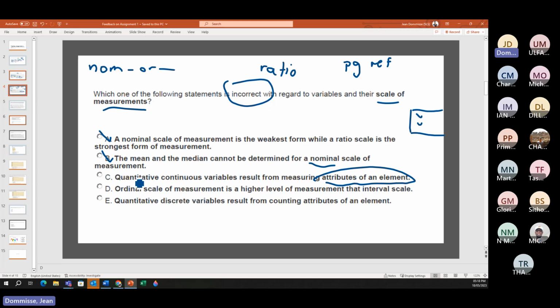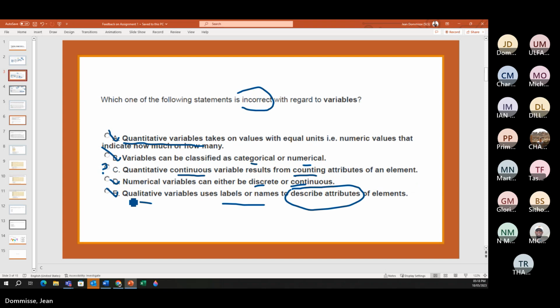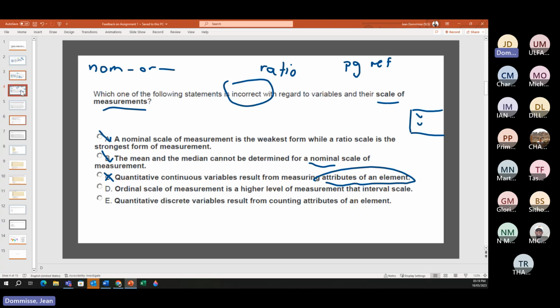That should actually be wrong. Do you agree? Yeah, it was qualitative variables to describe attributes of elements, which was correct. Quantitative variables results from measuring attributes of an element. Now that one is incorrect.